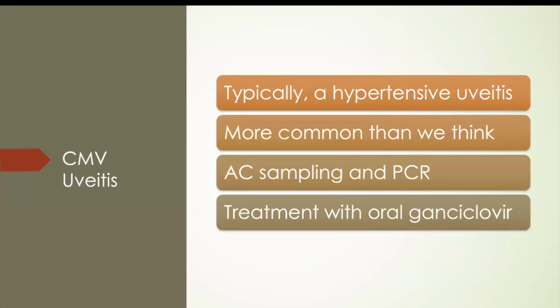CMV uveitis, specifically with an anterior uveitis, is much more common than we might think. It's typically hypertensive, and that's why sometimes you might work somewhere where, when you're seeing a hypertensive uveitis, your SOP may actually include taking an aqueous sample and sending off for a PCR, because oral ganciclovir can help treat these patients. And these are sometimes, unfortunately, patients who come in with very high pressures. And actually, even when treating the CMV, the high pressures may persist and they may go on to develop a secondary glaucoma.